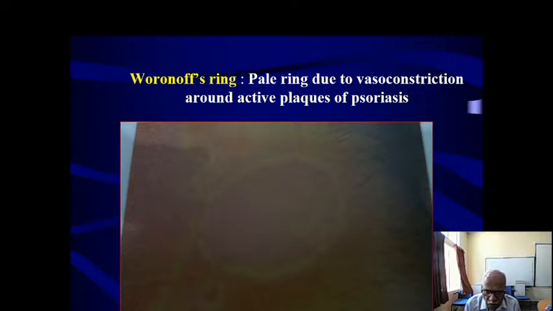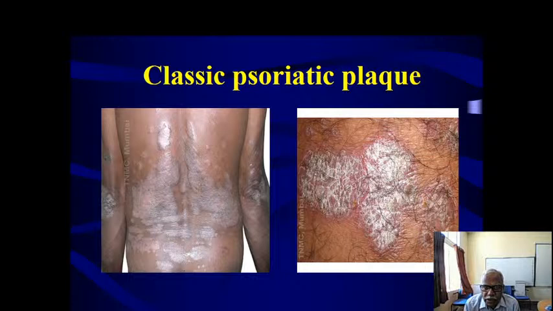What I was talking about, the plaque is surrounded by a hypopigmented ring, and it is due to vasoconstriction. That's a good prognostic sign. Voronoff's ring. And it's a classic psoriatic plaque. And in the first picture, there is involvement of the lumbosacral area and very common sites, elbows, knees. So this is a classic psoriatic plaque.